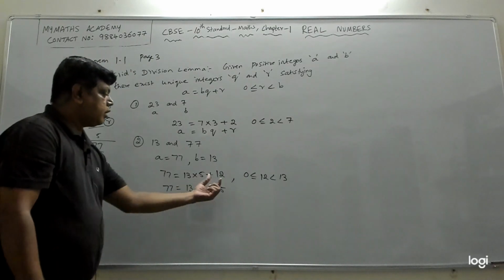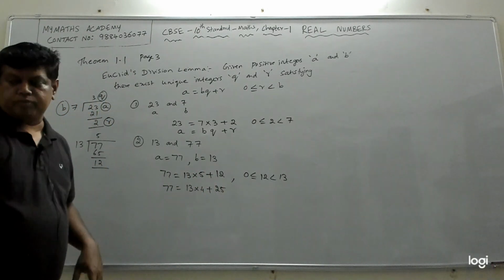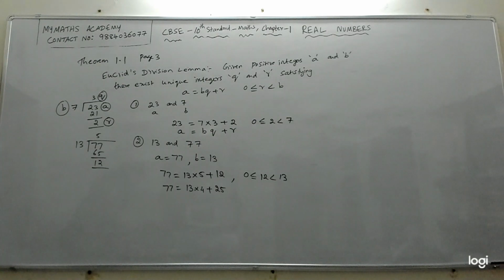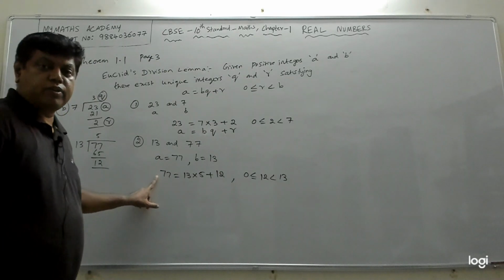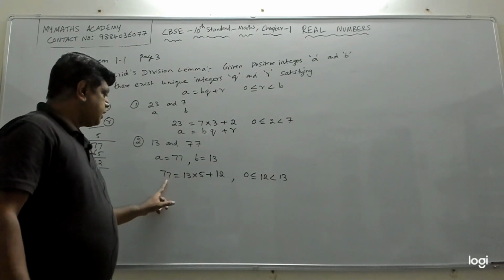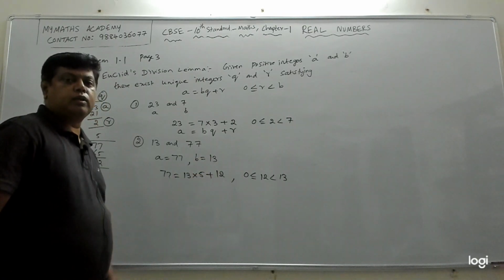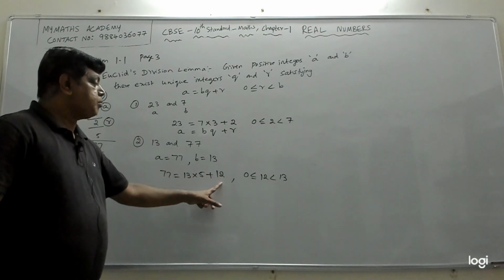Clear? Whatever remainder comes, that remainder should be less than the divisor. So this way we cannot write it. This is the only way we can write 77. 77 can be expressed in only this way, we cannot write it in any other way. 77 equals 13 into 5 plus 12 only. You cannot write 77 equals 13 into something plus something satisfying this condition.